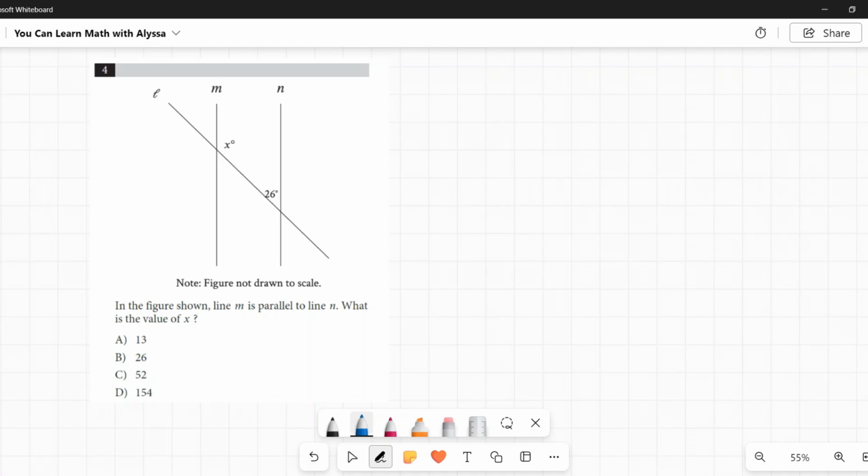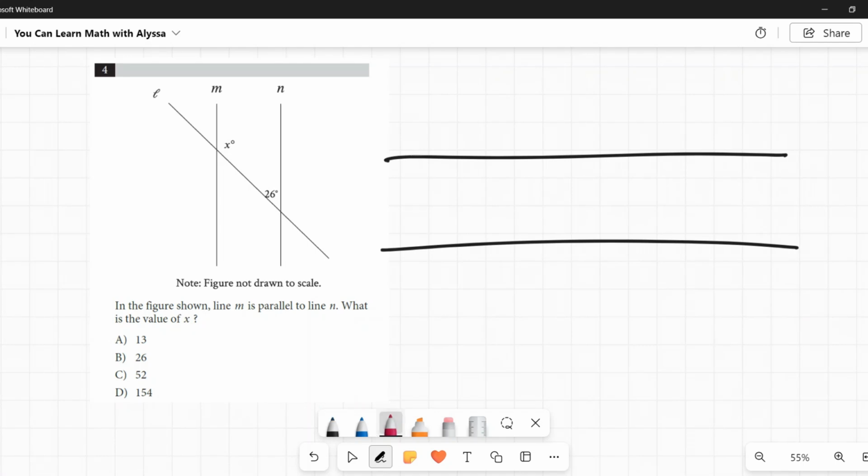In the figure shown, line M is parallel to line N. What is the value of x? When we have two parallel lines, and then we have a line across them, which is called a transversal, you're going to hear that a lot, there's a whole bunch of theorems and relationships between all the angles that are formed. I'll put links to videos down below that explain why all this is true, but just for this, I'm just going to tell you what's true.